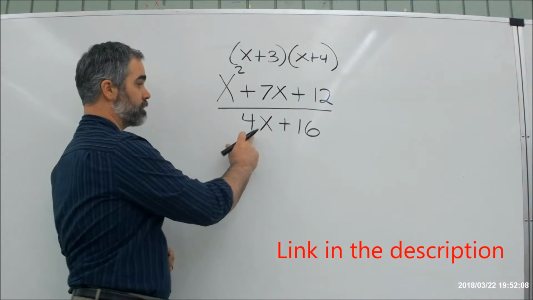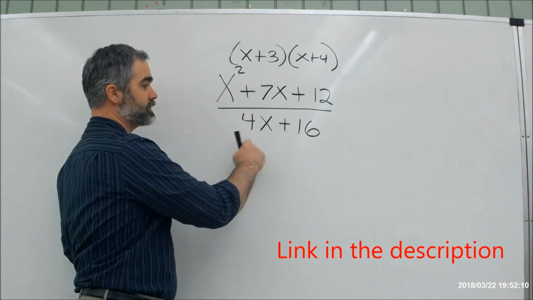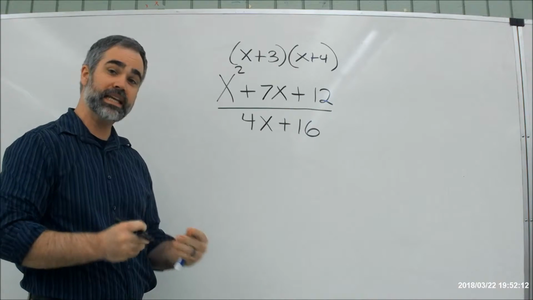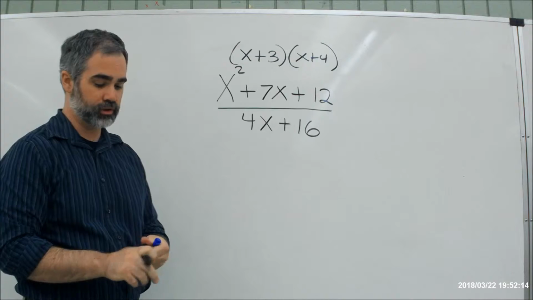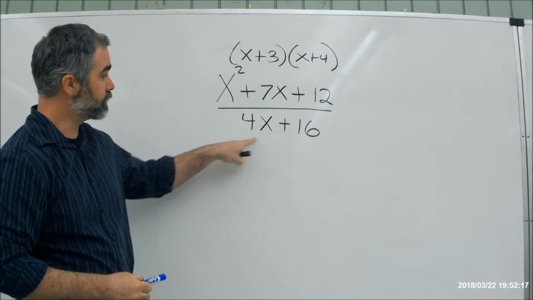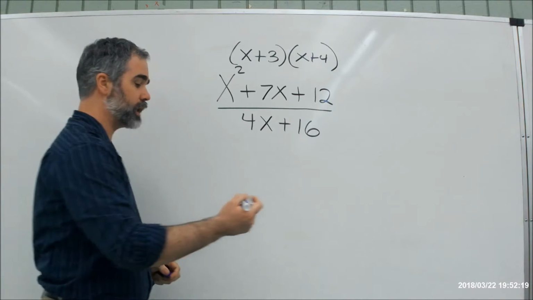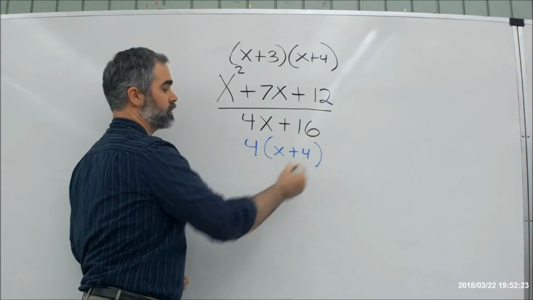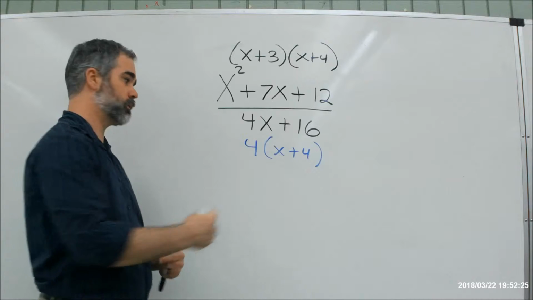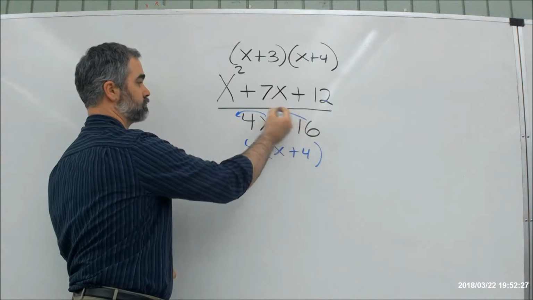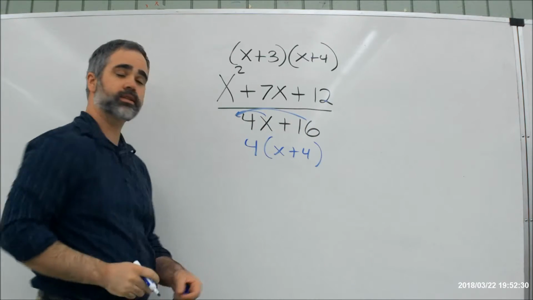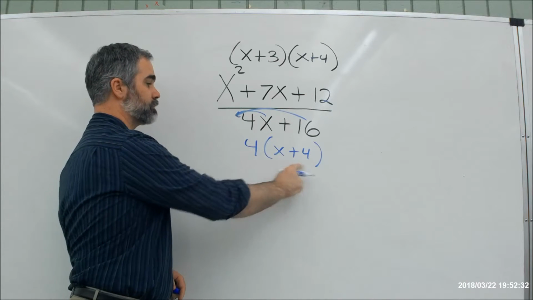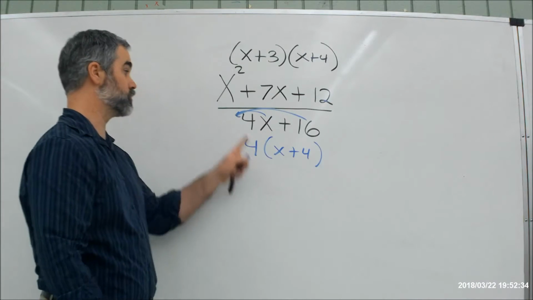Down here, we've got 4x plus 16. This can factor. It's a little different, but easier. We just look for a common multiple. Both of these are divisible by 4, so I can rewrite this as 4 times x plus 4. You can think about it as undistributing a 4 from both terms. You can check to see if you factored correctly by multiplying that 4 back in. It needs to give you what you started with.